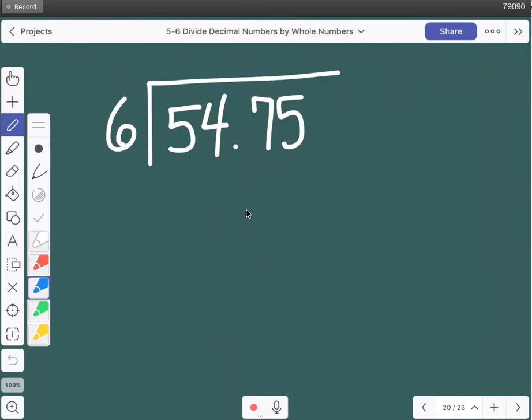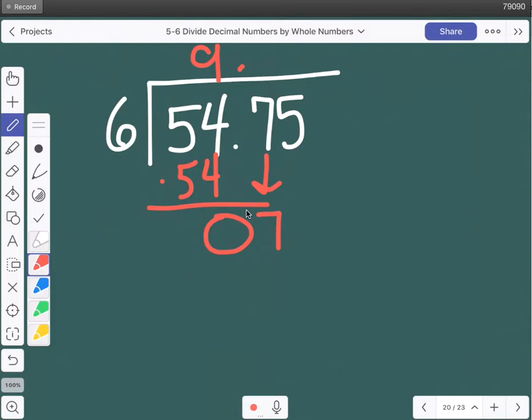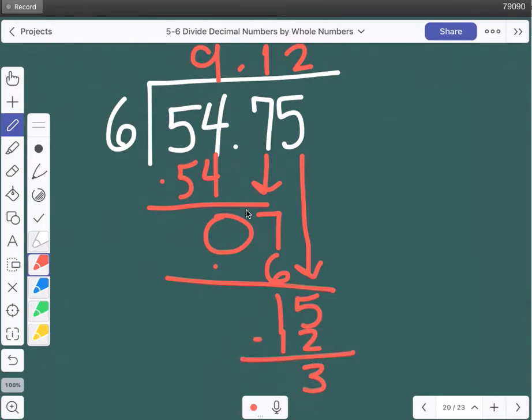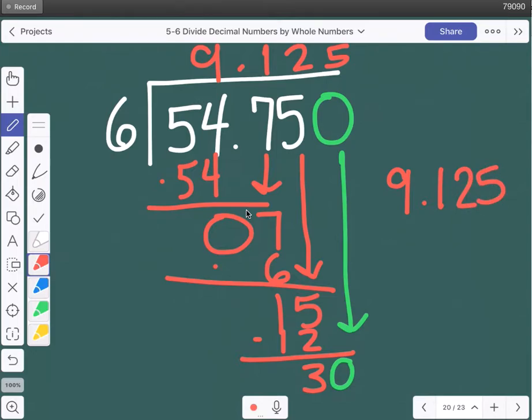6 goes into 54 9 times. I'm going to bring that decimal right up now so I don't forget it. That's 54. 0. I'm going to bring down that 7. 6 goes into 7 one time. Bring down that 5. 6 goes into 15 twice. And now I have a remainder of 3. Remember, we're not going to have a remainder. We're going to add a ghost 0 and bring it down. And 6 goes into 30 5 times. So my answer would be 9 and 125 thousandths.